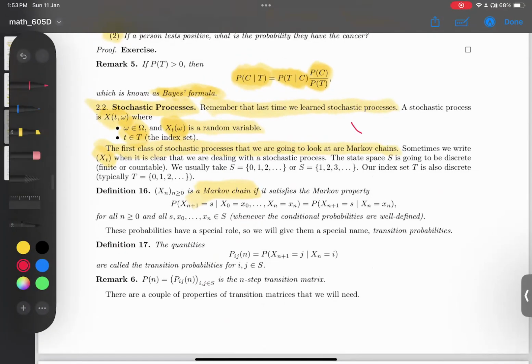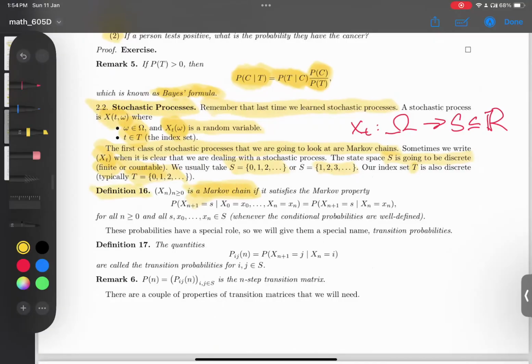And remember, when we have our random variable X of t, we map from our sample space, and we have the image, which is going to be the state space. And this state space is going to be either discrete, finite, or countable. We're usually going to take that S starts with 0 or S starts with 1. And similar to T, we're also going to start with 0 or with 1, depending on the problem. So what is a Markov chain?